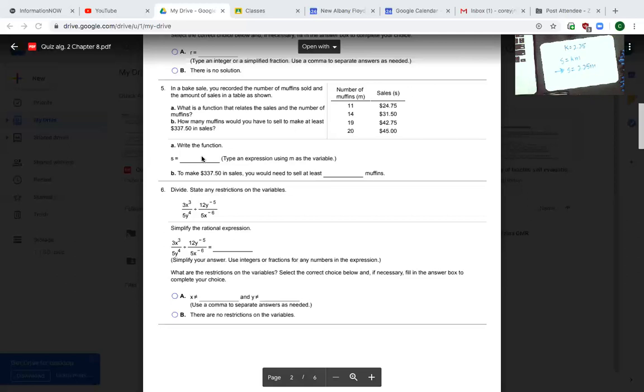And then part B says, to make $337.50 in sales, we would need to sell at least how many muffins?